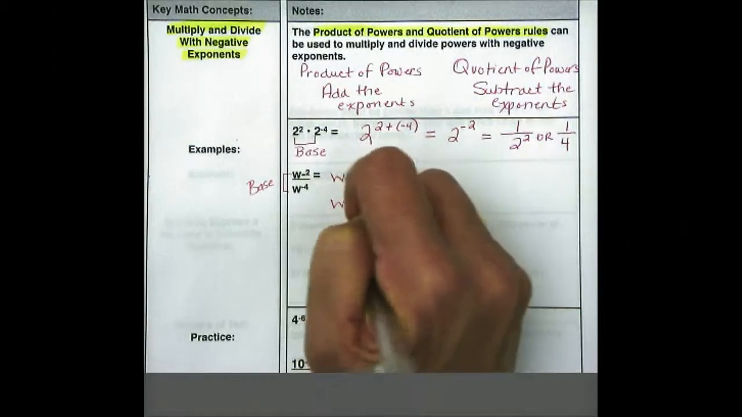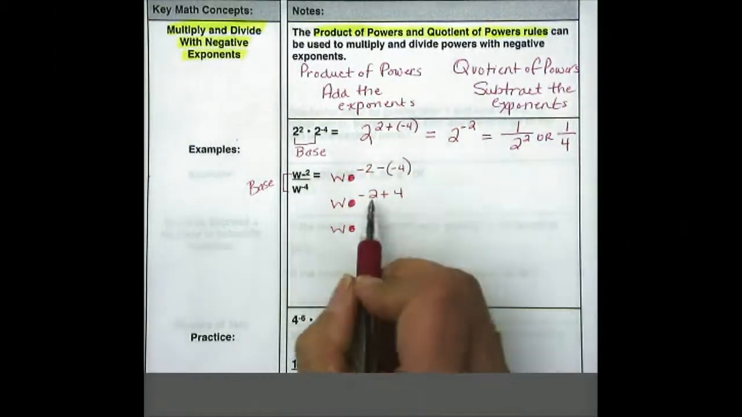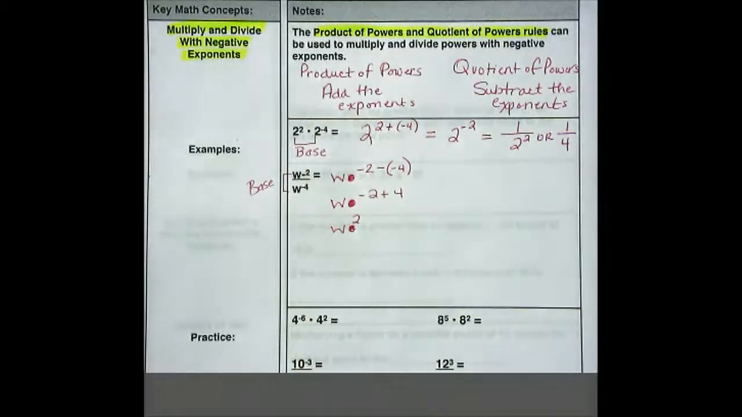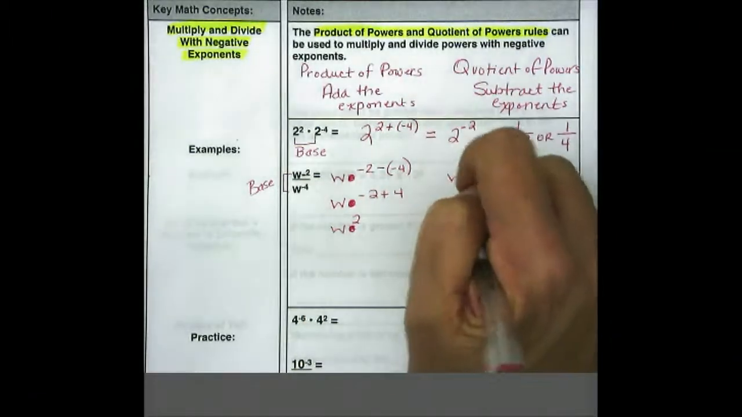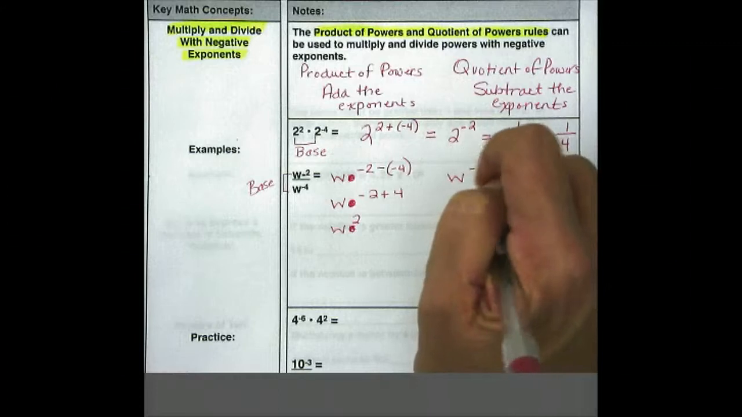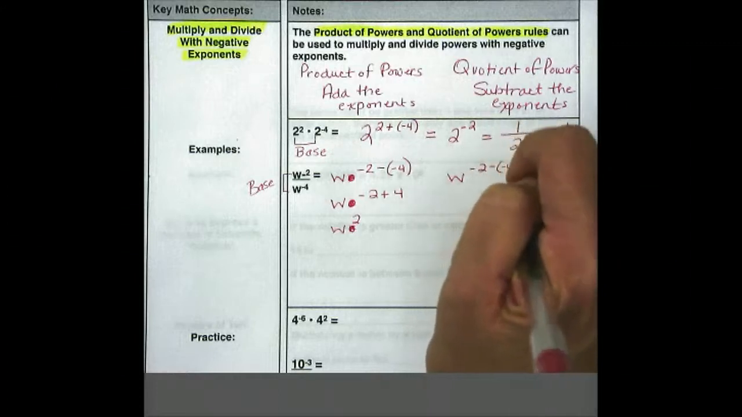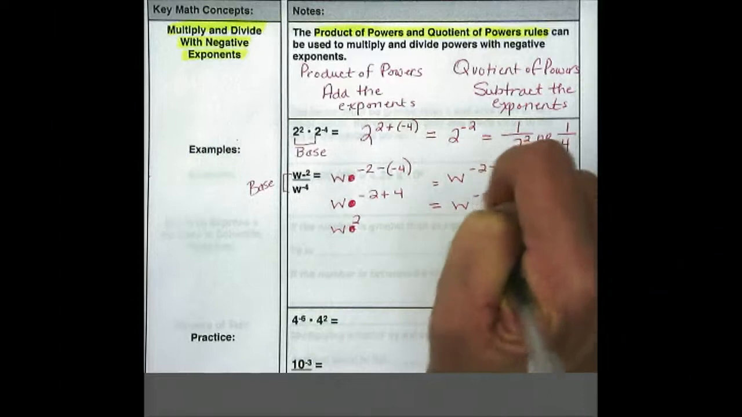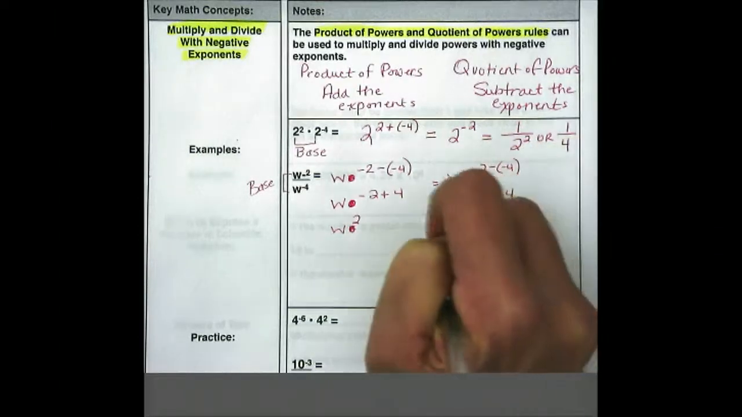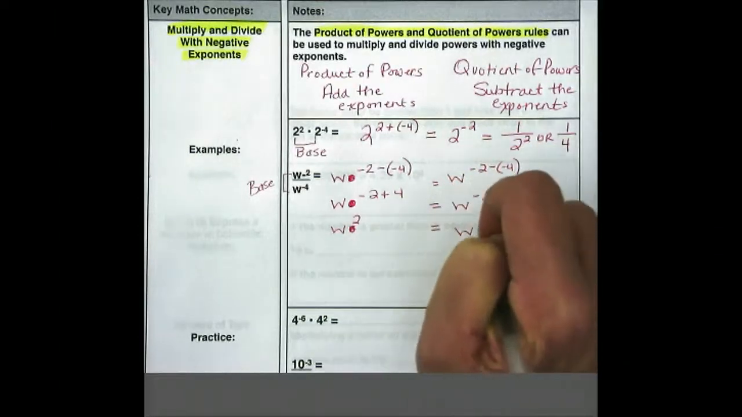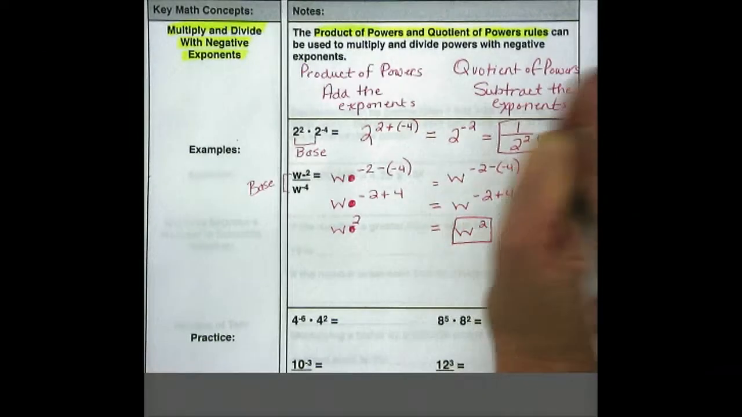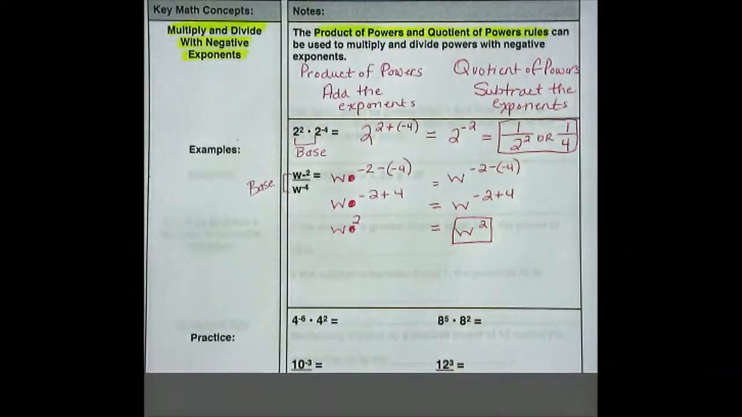Let's take those equal signs out. It's a little confusing. Negative 2 plus 4. 4 minus 2 is 2. So W to the second power will be our answer. If you want to rewrite that out here so it makes sense, we've got W to the negative 2 minus negative 4 equals W to the negative 2 plus 4 equals W to the second power. So that's just, our answer is W to the second power.